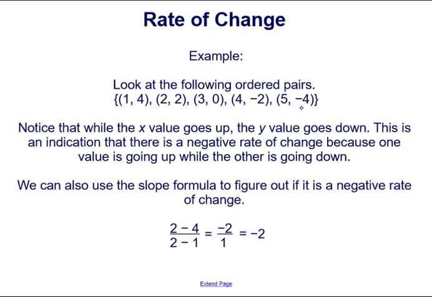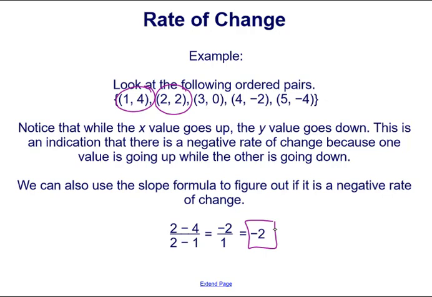Now it's not matching. But we can also use the slope formula to figure out if it is a negative rate of change as well, right? If we use the first and second points in the slope formula, we can actually calculate and see that the slope is a negative 2, so that would just confirm you have a negative rate of change.